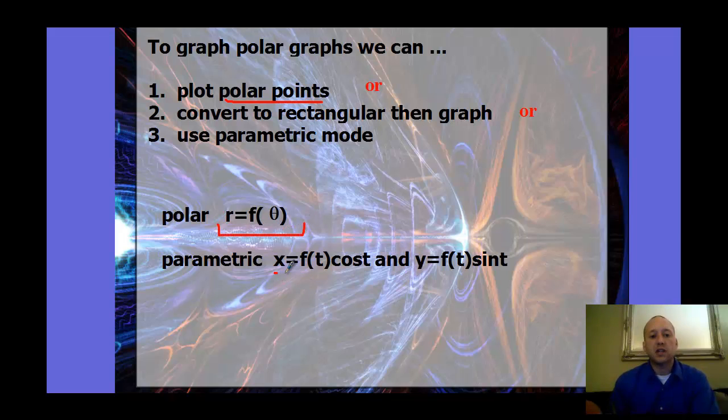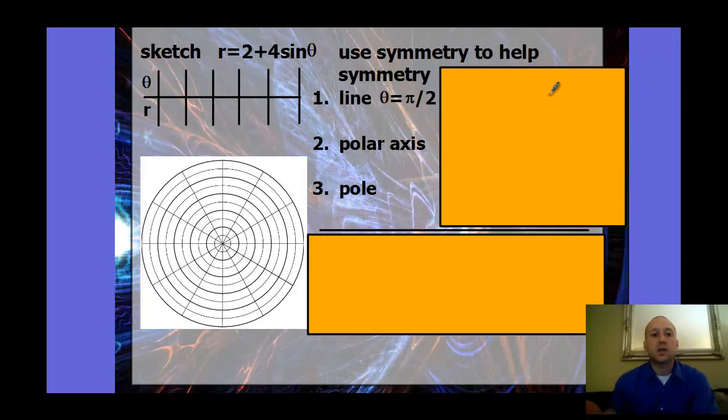Parametric, to show you again, is where we split it up into x equals and y equals, in relation to the horizontal movement, cosine, and the vertical movement, sine, of the polar curve. So we're going to look at r equals f of theta, which uses r, the directed distance from our pole to our point, and theta, our angle from the polar axis counterclockwise.